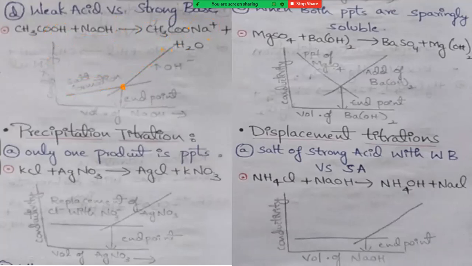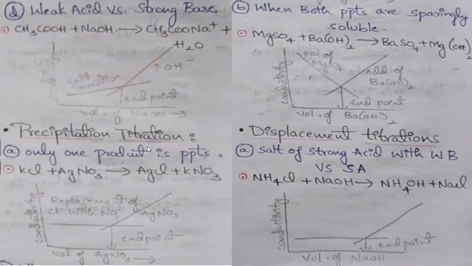But after the end point, we are still adding NaOH. What is the purpose of adding NaOH after the end point? We got the end point, no? Why? To identify the exact end point, it is essential to add more NaOH. If we add more NaOH, we get another branch of the graph so that we can clearly identify the end point. So after the end point we need to add an excess amount of NaOH so that we can clearly observe it. So these four titrations come under acid-base titrations.